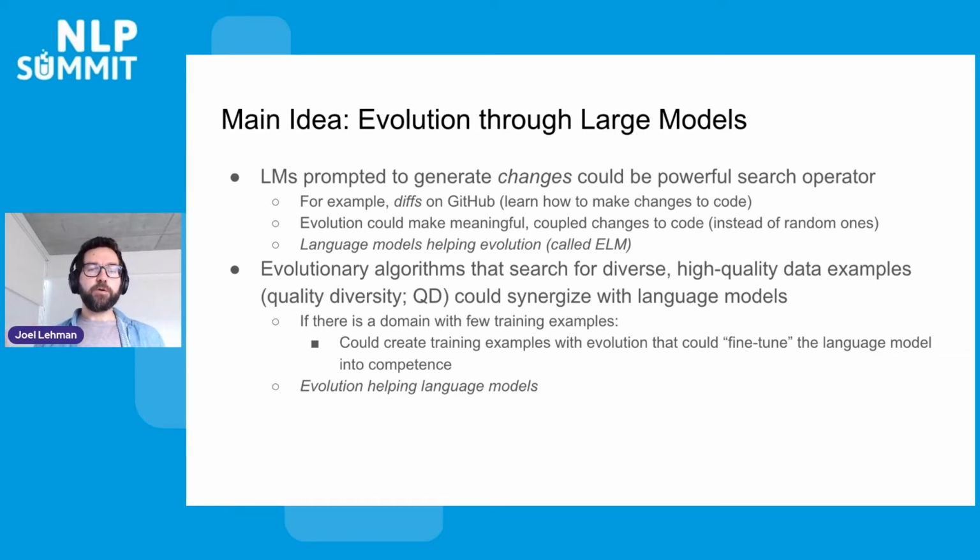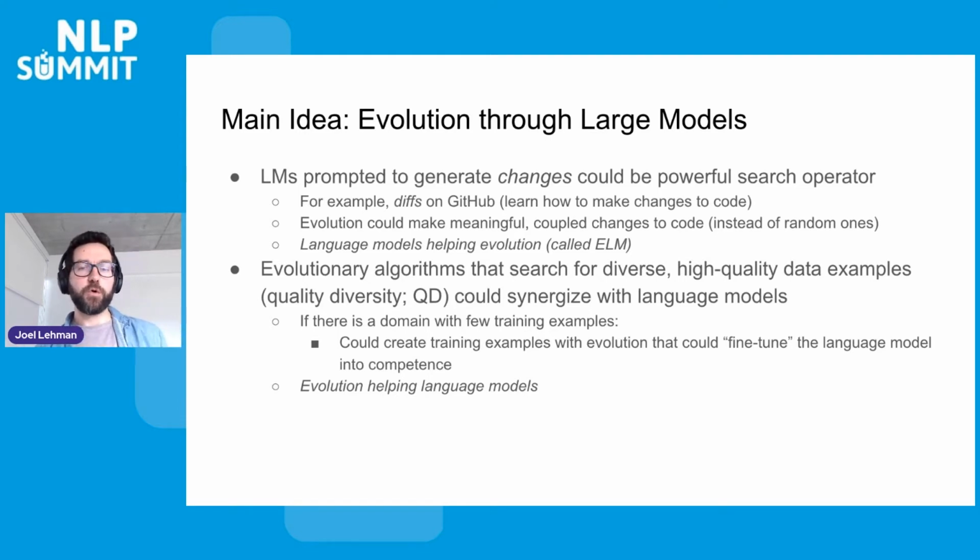And so we can actually train a language model to know how to make changes. And if we had this model that was able to make coupled intelligent changes to code, then perhaps we could use that to create an evolutionary algorithm with a variation operator, like a mutation operator, that could actually make meaningful coupled changes to code as well. And this is the basic idea behind language models helping evolution in this approach called ELM.